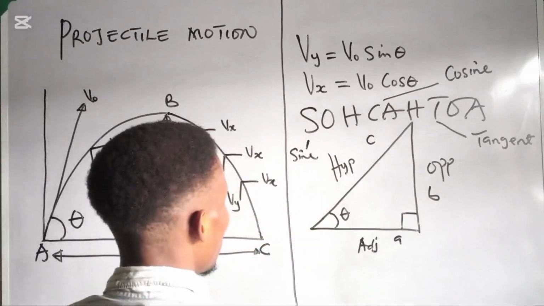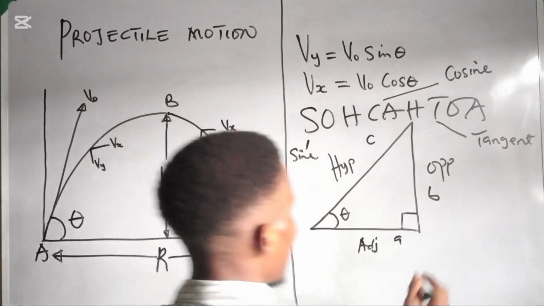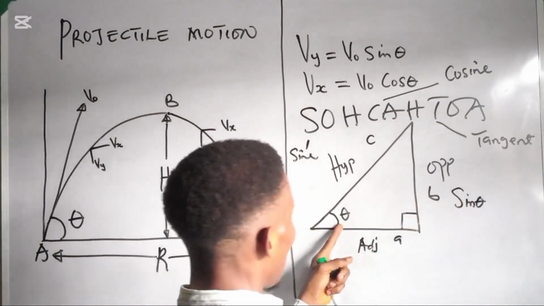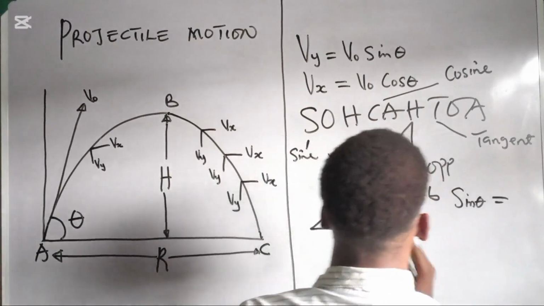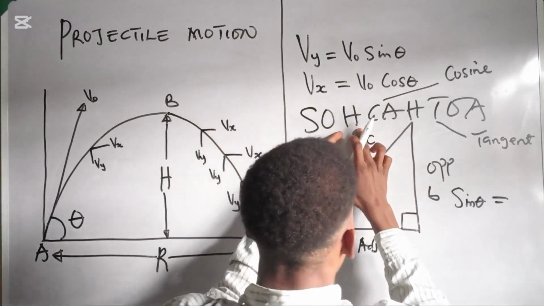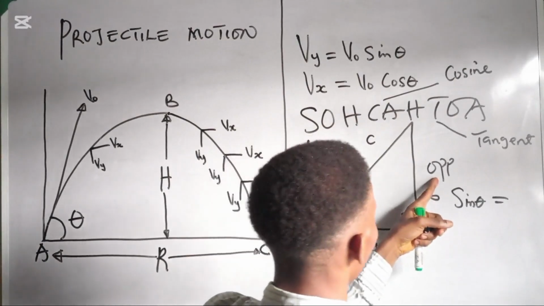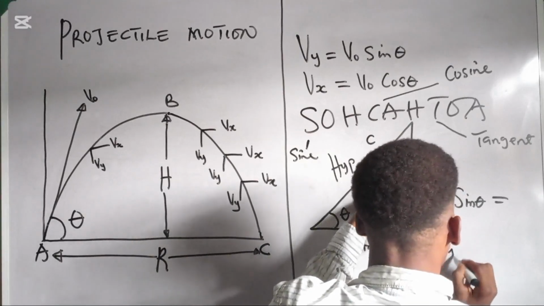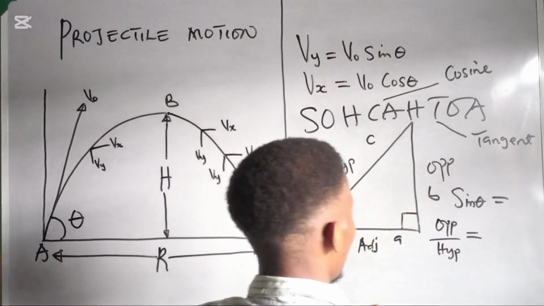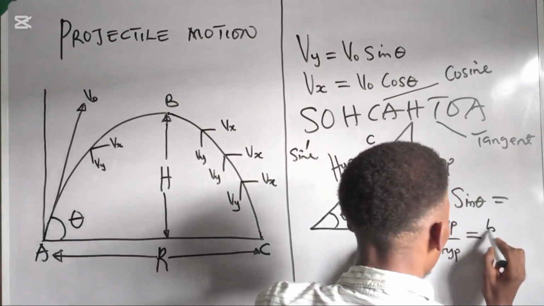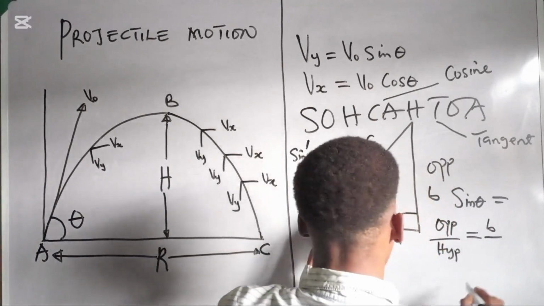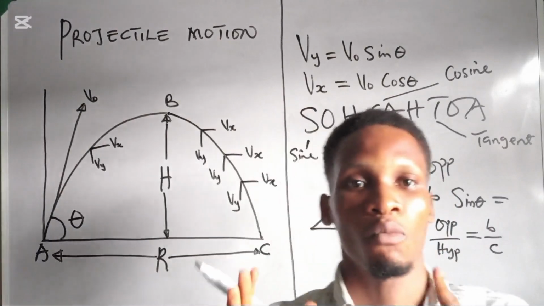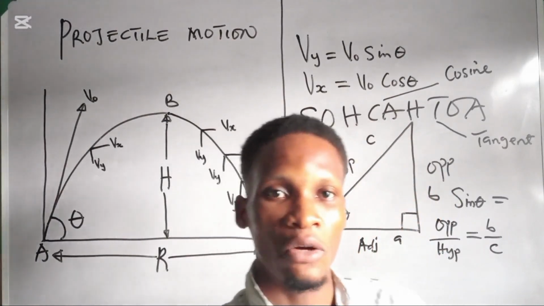SOHCAHTOA means that for the first one, which is the sine, we say that sine theta, because we're considering angle theta here, is equal to opposite over hypotenuse. Where is our opposite? We represented opposite with B, all over hypotenuse, which is C.